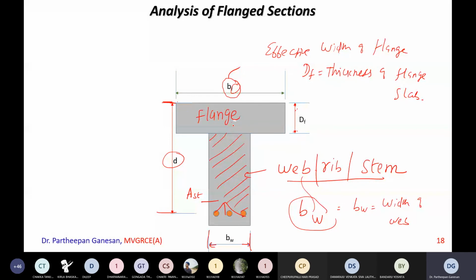Slab is called flange. This portion below the slab is called web or rib or stem. The thickness of the flange is called DF. The effective width of the flange is called BF. And this is the effective depth. This is the area of steel, AST. This is the width of the web, breadth of the web or width of the web. Okay. Any doubt in this one? Anybody?